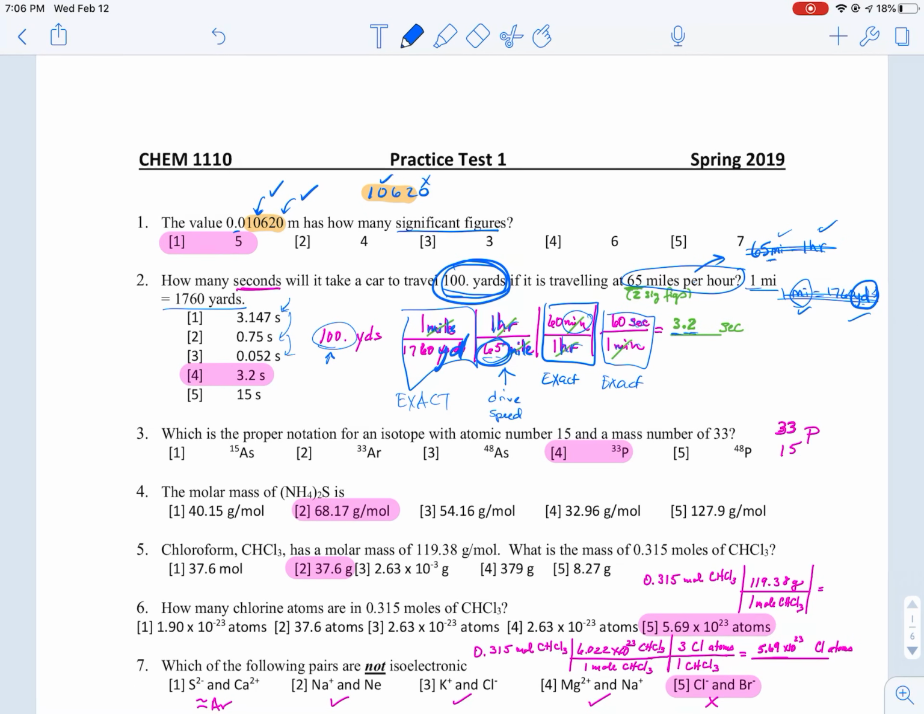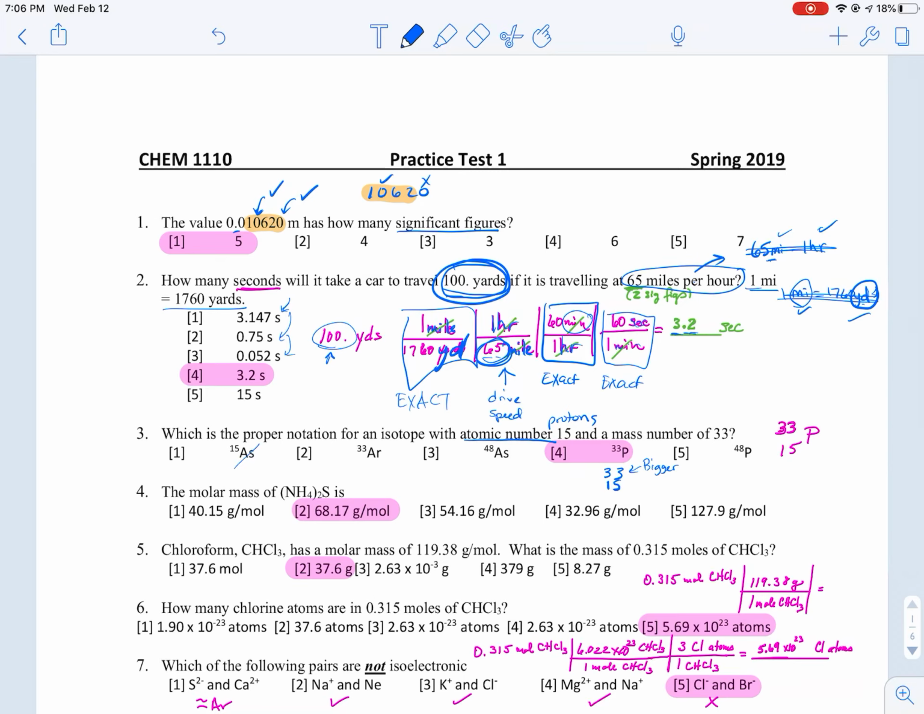All right. Next question. Atomic number 15, mass number 33. So atomic number 15, atomic number is the number of protons. So 15 goes on the bottom. Mass number is the top number. Also, the top number should always be bigger, because it's got protons plus neutrons and this is just the neutrons.